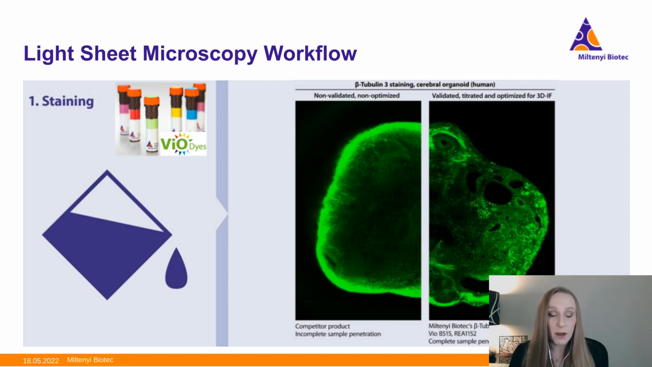Also, these are recombinantly engineered REAfinity antibodies. They're directly conjugated to bright and photostable Vio dyes. So this offers a lot of advantages of direct immunofluorescent staining, including reducing the staining time, a great signal-to-background ratio, and also minimal background signals as compared to indirect staining.